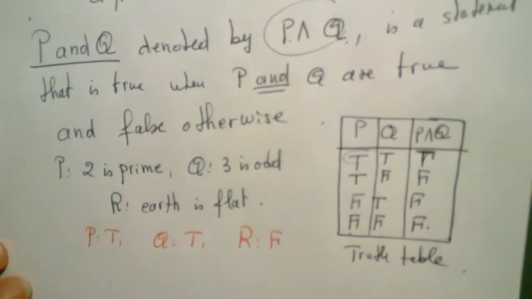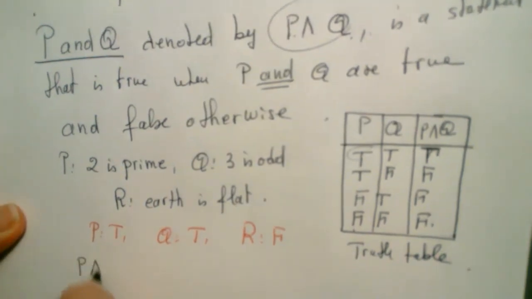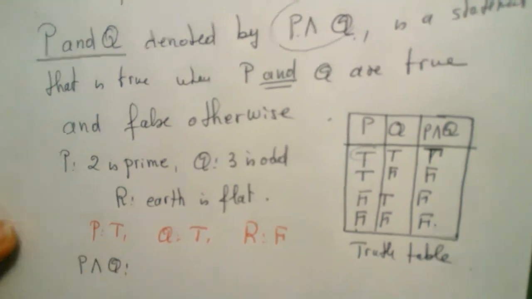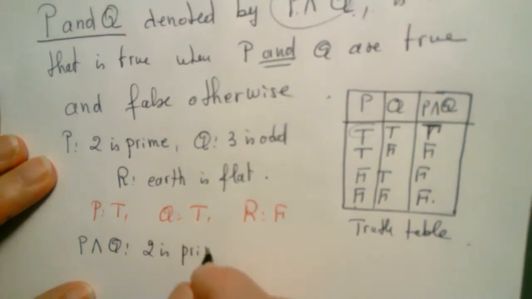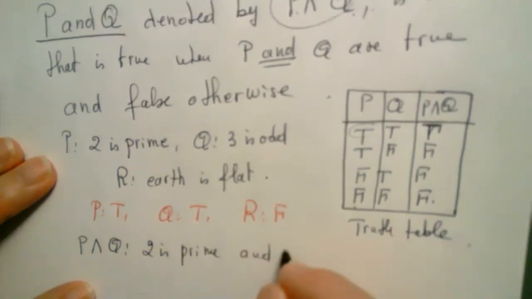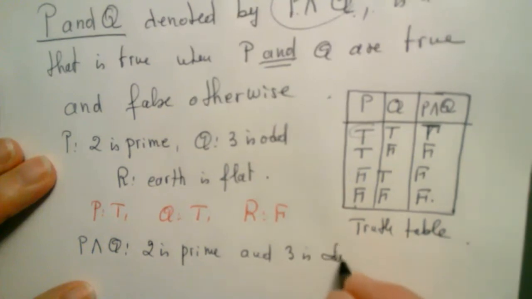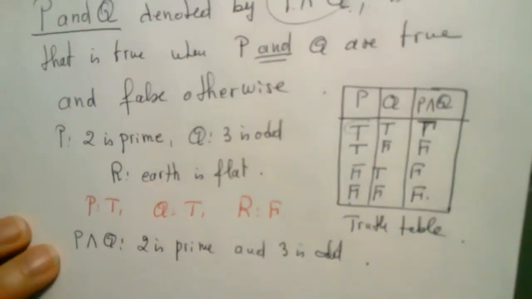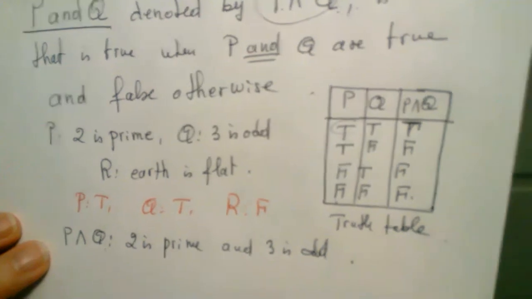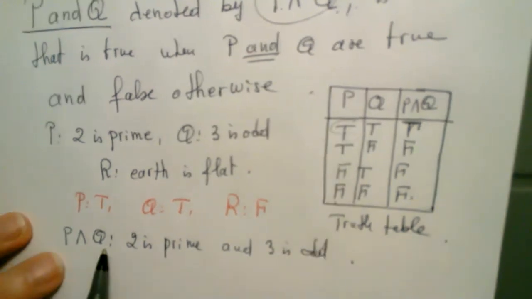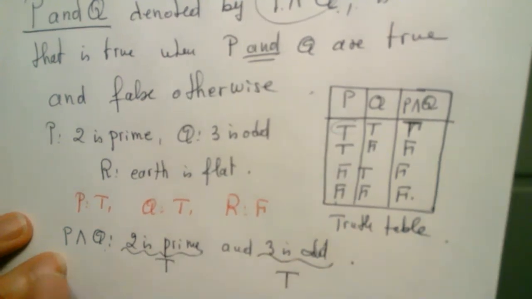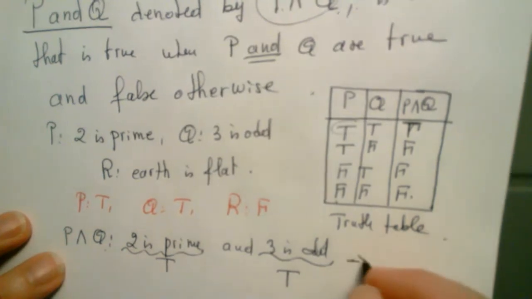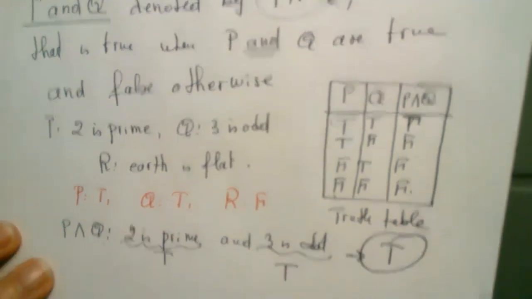R, okay, since we are in the 21st century, R is false. So now, what about my new P and Q? What's P and Q? P and Q reads 2 is prime and 3 is odd. Is this new one true or false? Okay, what's the definition of P and Q? This one is true. This one is true. It means my new compound proposition is true.